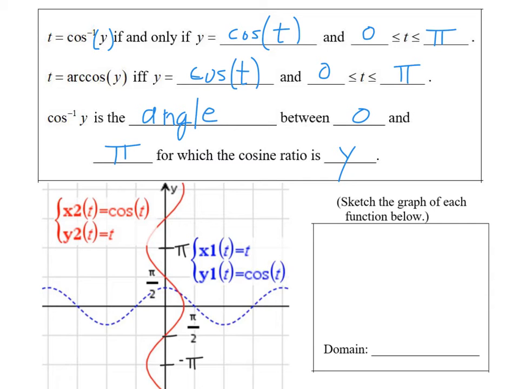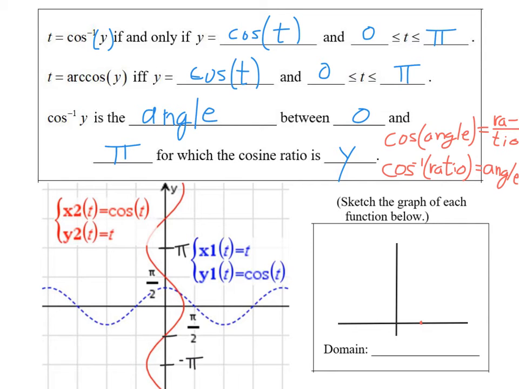Here, let me write what we've written many times before. So we've always said the cosine of an angle equals a ratio. So the inverse cosine of a ratio is equal to an angle. So y is that ratio, that's the input now. Okay, and the last thing we just want to do here is sketch a graph now of the actual inverse cosine function and then write its domain.